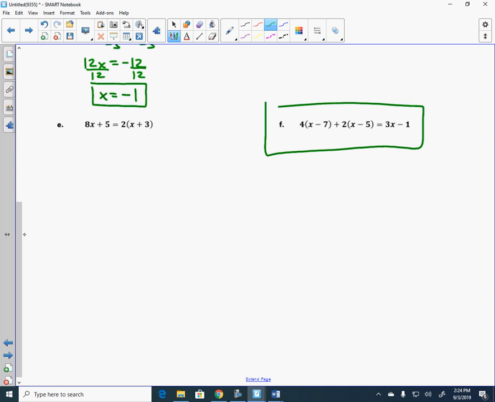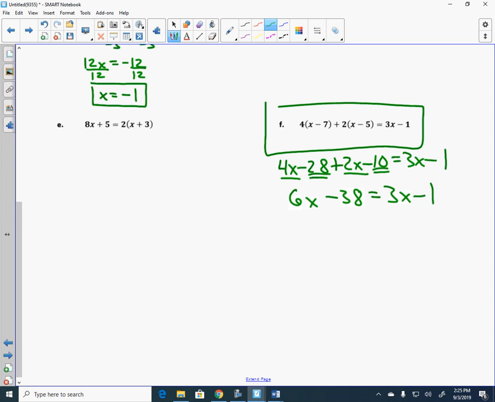Multi-step equation should have 4x minus 28 plus 2x minus 10 is equal to 3x minus 1. I distributed the 4 and the 2. Are we all okay there? Combine like terms. 4x and 2x make 6x. -28, -10 make -38. Equals 3x minus 1.